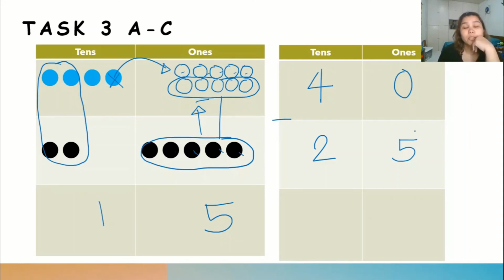How about if we just use the numbers? So, we have 40 minus 25. So, 0. Can we get 5 from 0? No. So, we prepare, because it means that we need to borrow from the tens. So, this one will become 3. Here, we borrow 10. So, from 0, we borrow 10, so it became 10. So, 10 minus 5, can we do it now? Yes. So, we have 5. And then 3 minus 2, it's 1. So, we have 15 as our answer.